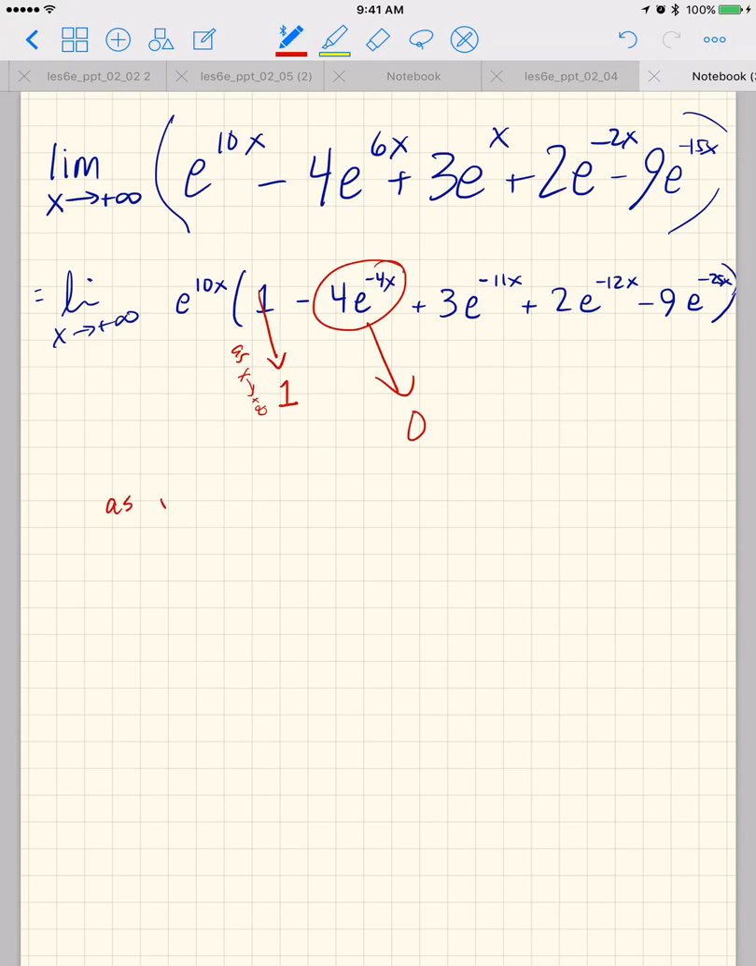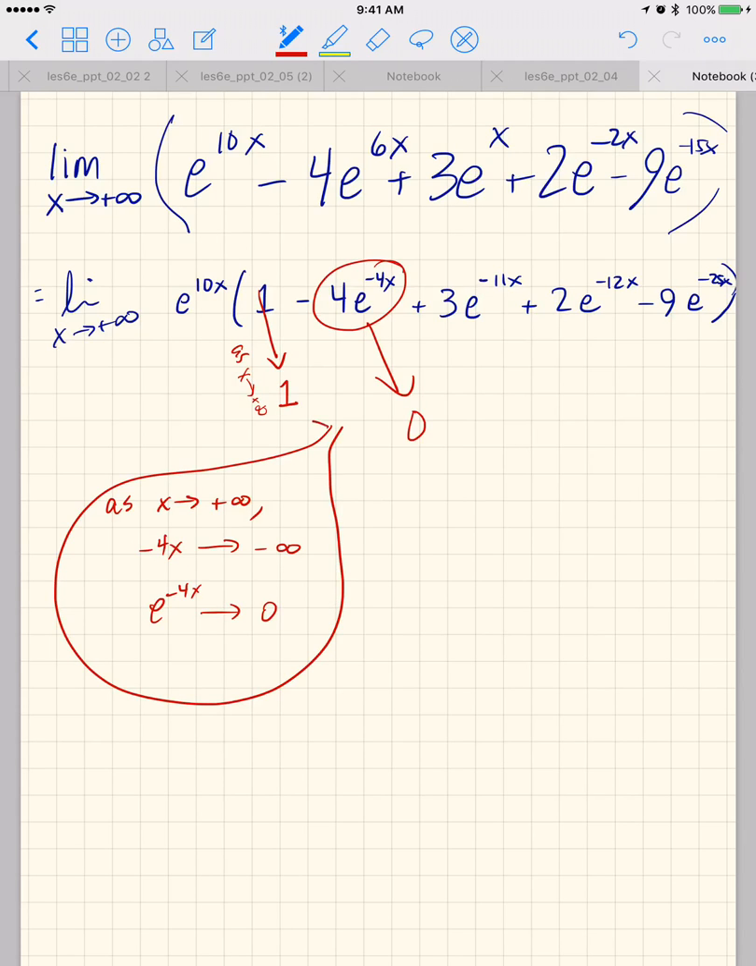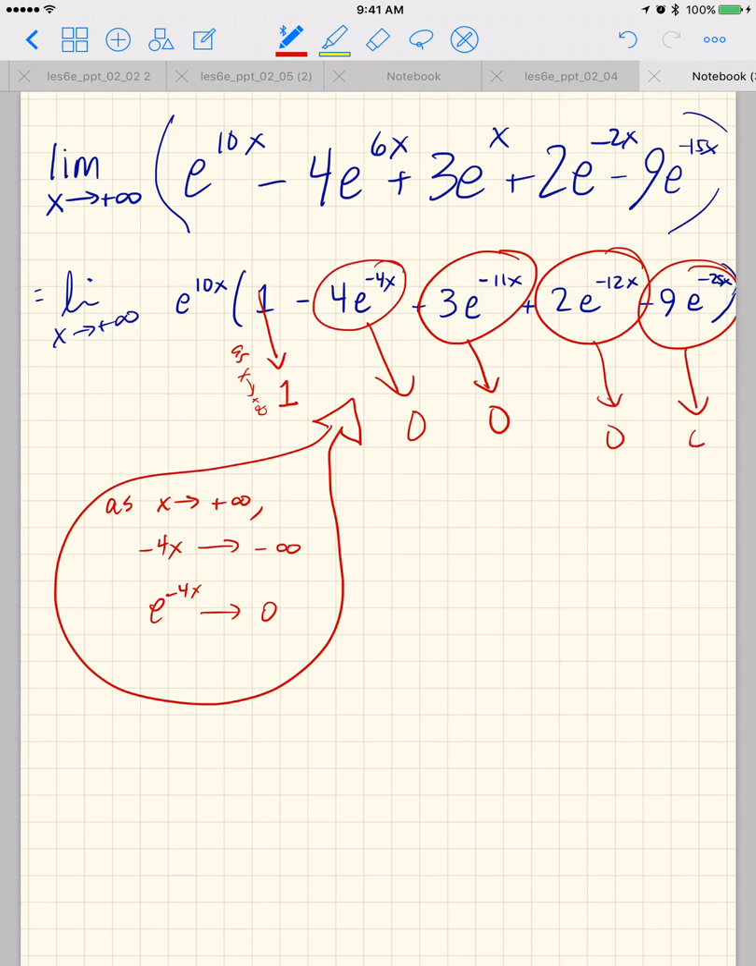So as x goes to plus infinity, negative 4x is going to go to negative infinity. So e to the negative 4x is going to go to 0. So I did all those 3 steps in one. Okay. Now, this is going to go to 0. Check to make sure you understand why. This term is going to go to 0, and this term is going to go to 0.